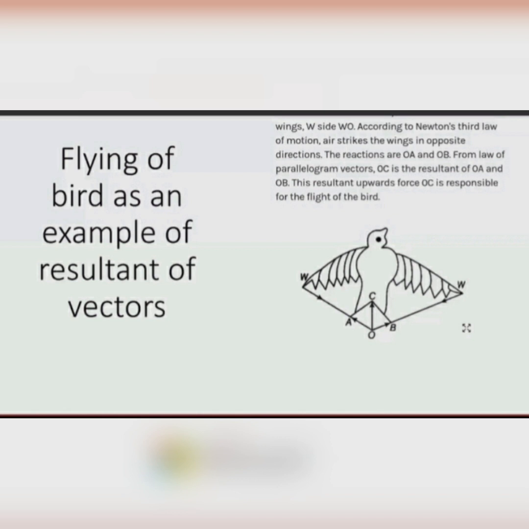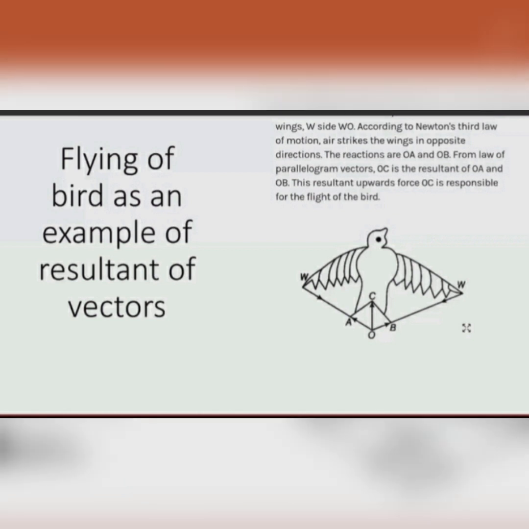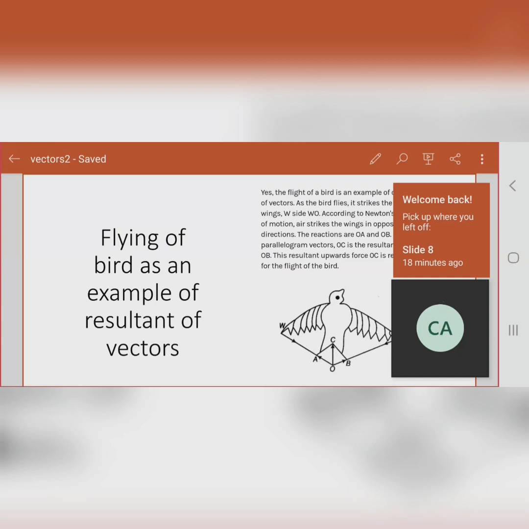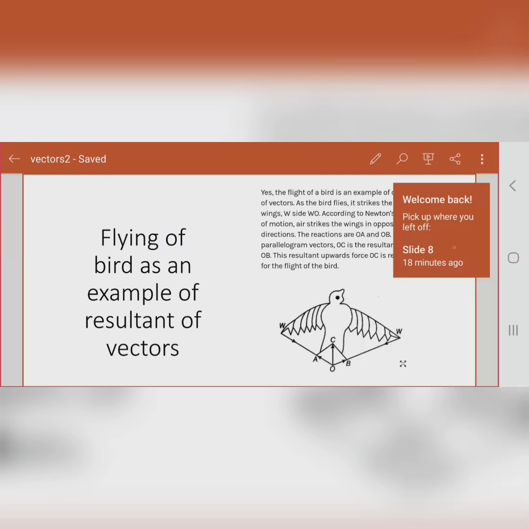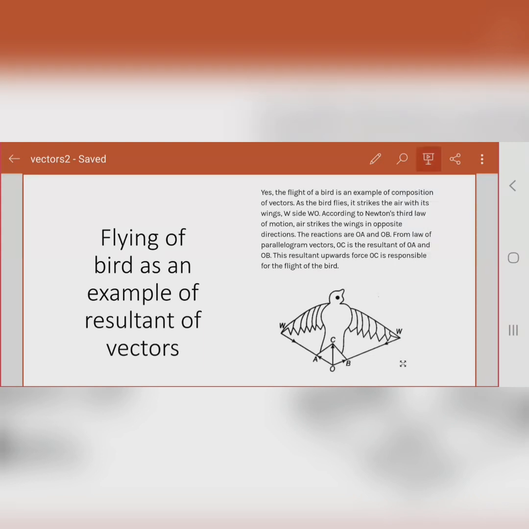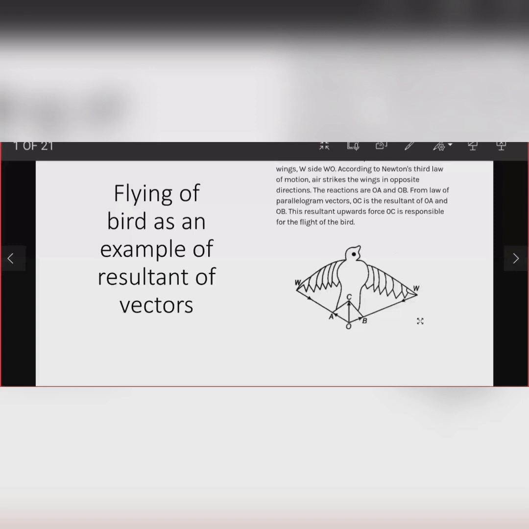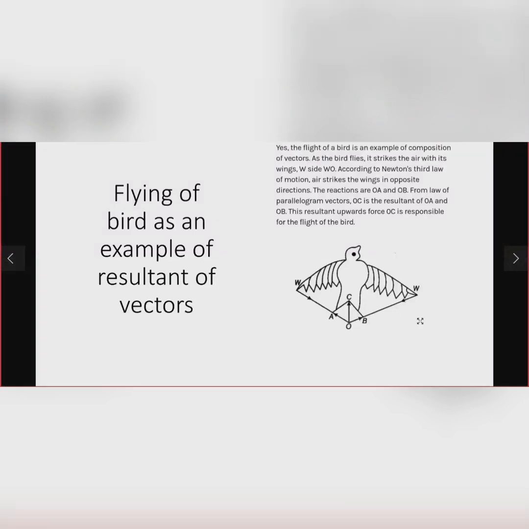So the last topic that we discussed was components of a vector, and how I can know the magnitude of a vector if you are given the components of the vector. Fine. So today let us first look at some real life examples of a resultant of a vector or resolution of a vector.